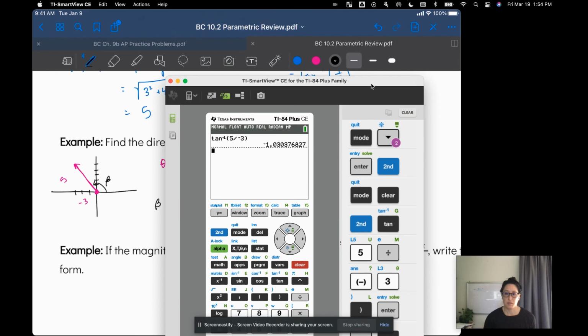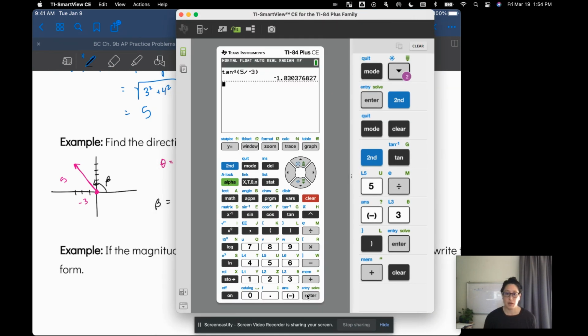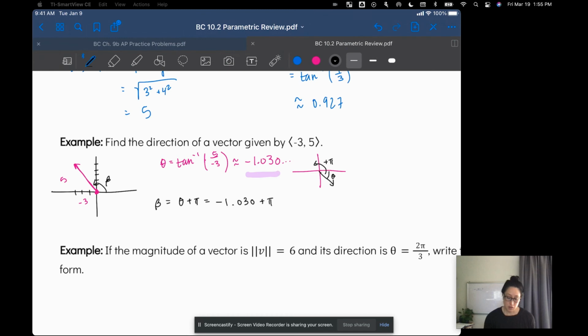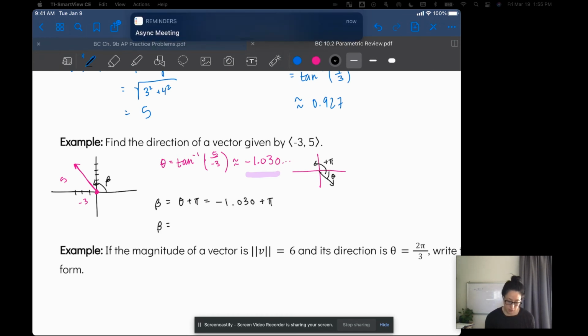So here, going back to my calculator, I'm going to add pi, which gives me 2.111. Okay, so the angle beta is equal to 2.111 radians. That's this guy.